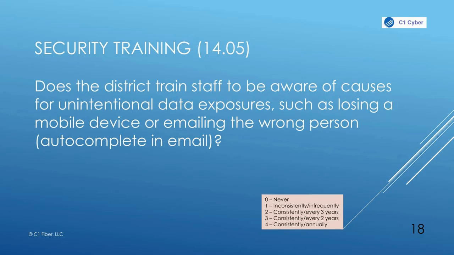Does the district train staff to be aware of causes for unintentional data exposures, such as losing a mobile device or emailing the wrong person? Score 0 if these types of training are not provided. Score 1 if these types of training are provided inconsistently and/or infrequently. Score 2 if they are provided consistently every 3 years. 3 if they are provided consistently every 2 years. And 4 if they are provided consistently annually. Pause the video now in order to consider and record your answer before continuing.